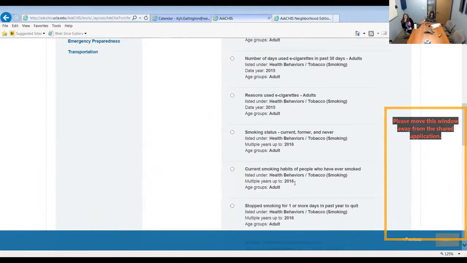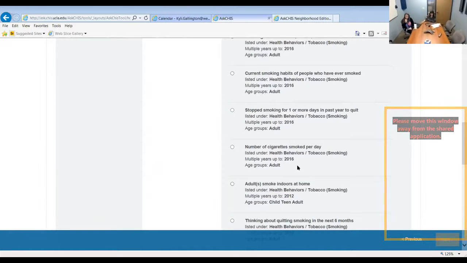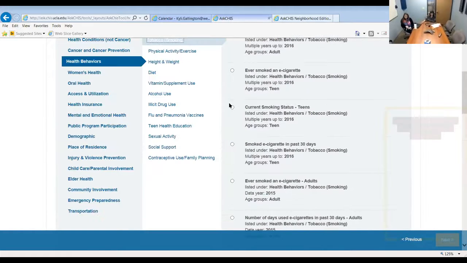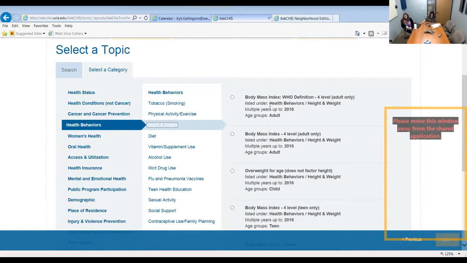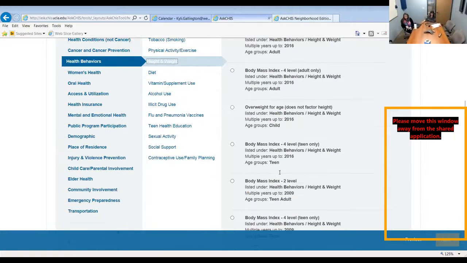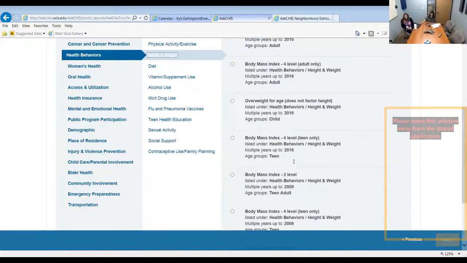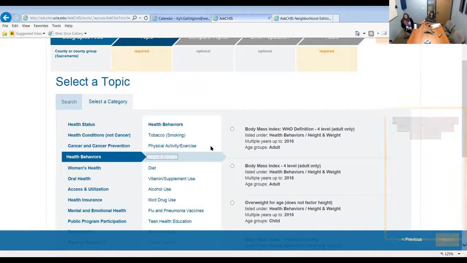Scrolling down a bit. If you've smoked for 1 or more days, if you've thought about quitting smoking. Just for demonstration purposes, I'm going to go here to height and weight. We can look at the body mass index, and they break it down by the World Health Organization definition. If you are overweight for your age, not factoring in height, we have it for teens and adults, health behaviors for height and weight for the body mass index 2 level. This only goes up to multiple years, up to 2009. So essentially there's a ton of data.